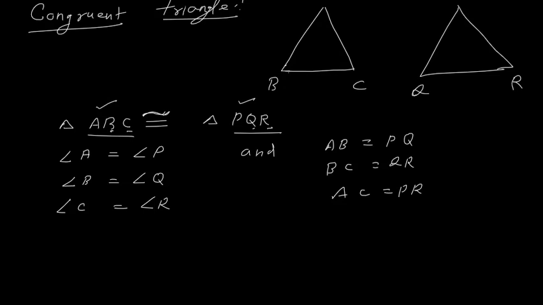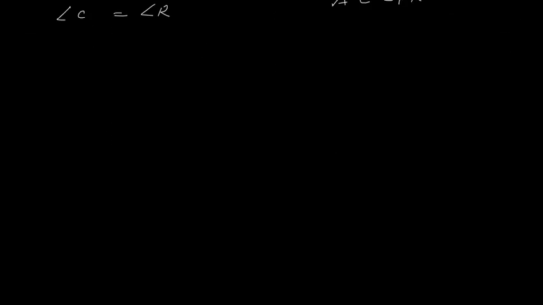Hopefully at the end of the exercise I might also include everything in detail here, but for now let us just see what the criteria are for two triangles to be congruent. So the first criterion is the side criterion, the side test.